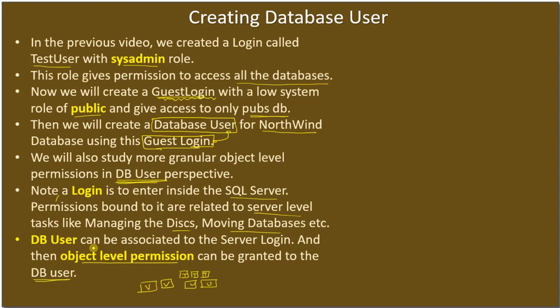So once you map a DB user with your login, you can give this DB user a permission to access a specific view and restrict permission to a specific table. So the DB user can access a view and a specific table. This is what is called object level permission. A DB user can be associated to the server login, and then object level permission can be granted to the DB user.